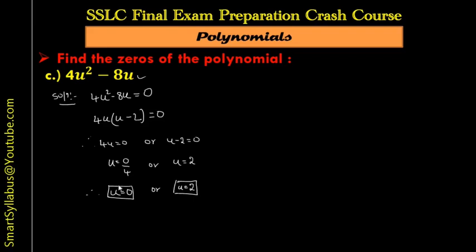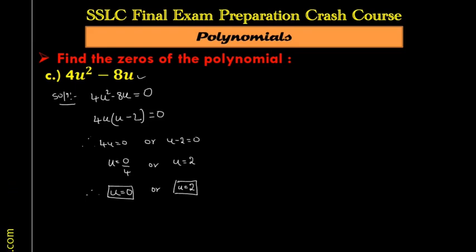So dear students, in this way we solved 3 different types of polynomials, how to get the zeros of them. Similar kinds of sums may arrive in your final examination in either the MCQ section or the 1 mark section. So be prepared with these types of questions.